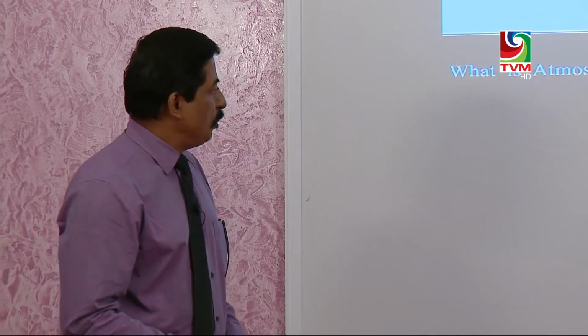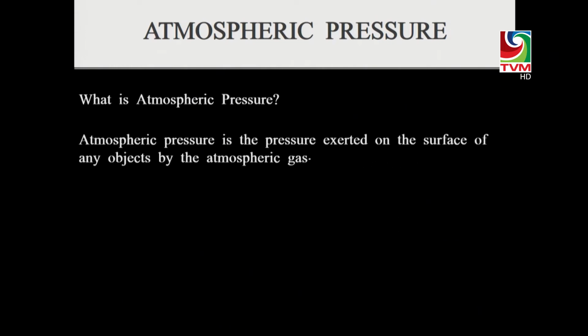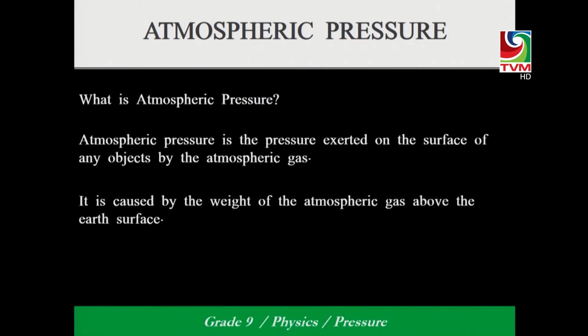First, what is atmospheric pressure? Atmospheric pressure is the pressure exerted on the surface of any object by the atmospheric gas. It is caused by the weight of the atmospheric gas above Earth's surface.